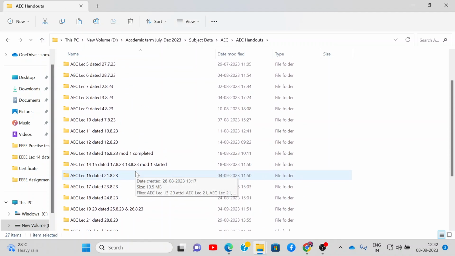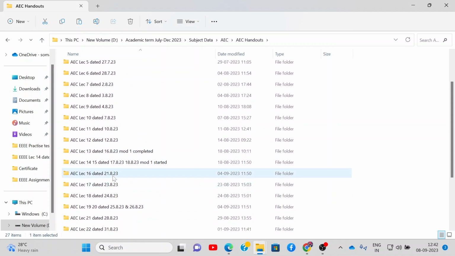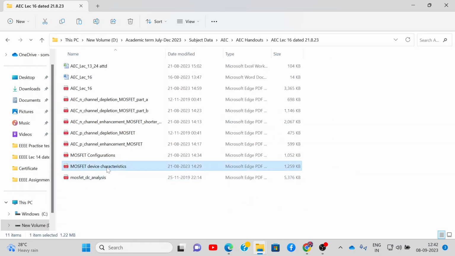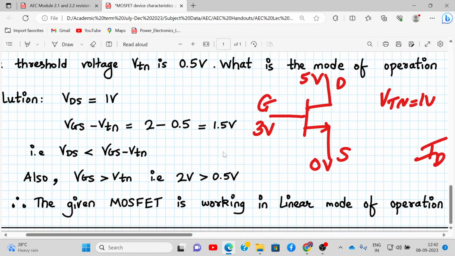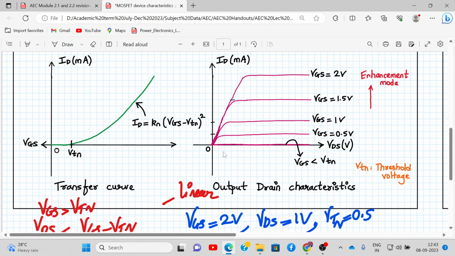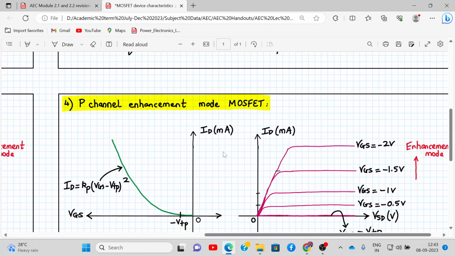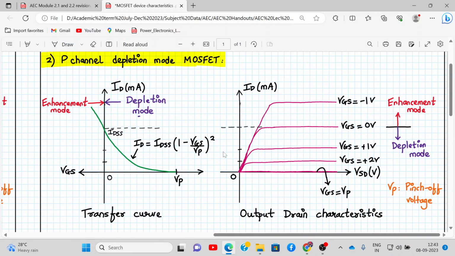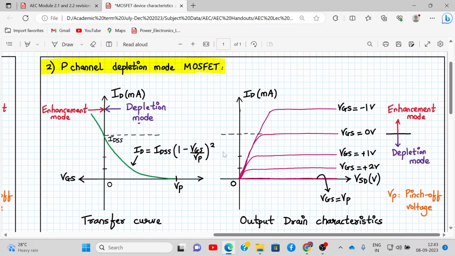And for the last one, let me show you. For the P channel depletion mode MOSFET, this will be the graph. Can you see this graph? This is ID versus VSD, for the same P channel depletion mode MOSFET. So the graph will be like this.